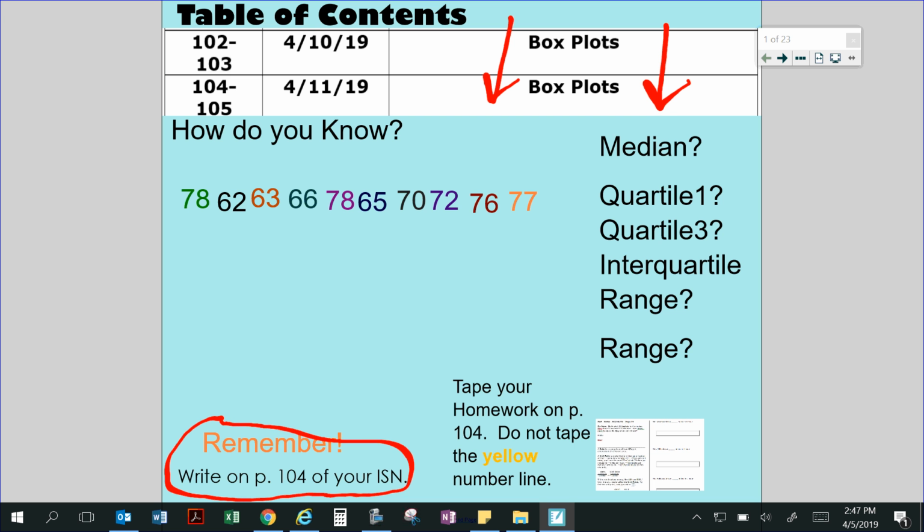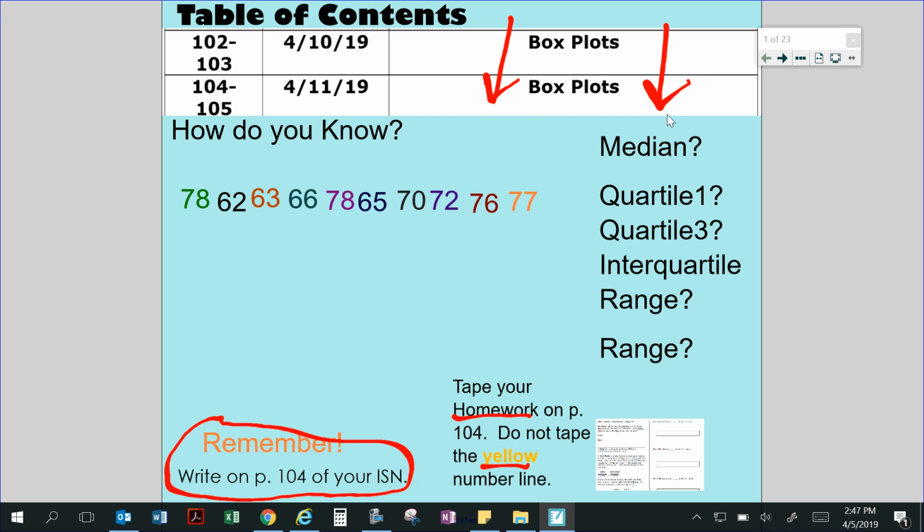You should have picked up your homework slash notes from the back and you should have picked up the yellow number line. So what did we learn yesterday? We learned something called median, quartile 1, quartile 3, interquartile range, and range. If you do not understand this, you're going to have some issues doing box plot.